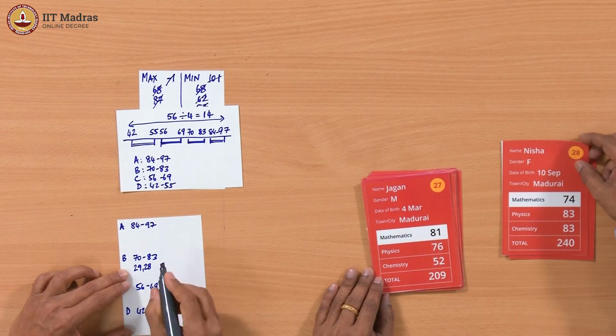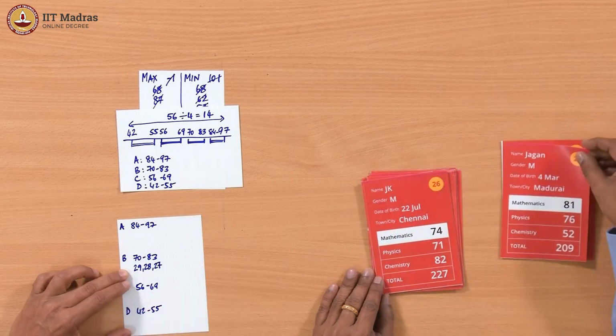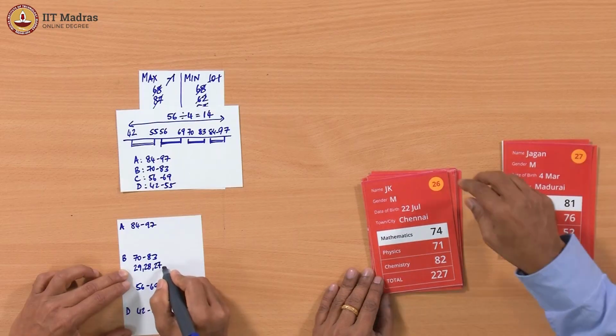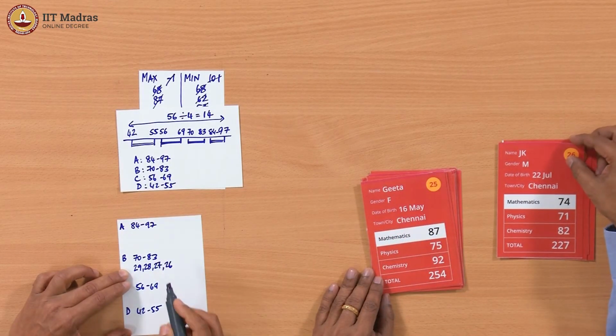81 is also here. Looks like everybody's got 27. Yeah, card number 27. 74. Okay, so this seems to be a popular grade. 26. Okay, it's a popular band. 87. 87 is now in this band.